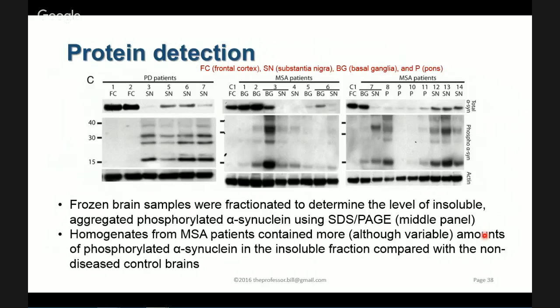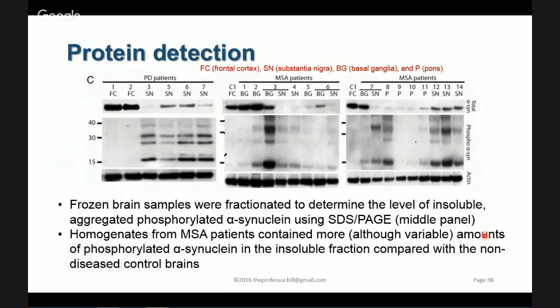In MSA, you can see that depending on whether you're looking at patient 3 and the basal ganglia or substantia nigra, you might have more or less. But they definitely have alpha-synuclein. And these are the bands in the middle that you're looking for for alpha-synuclein. So they definitely have it.